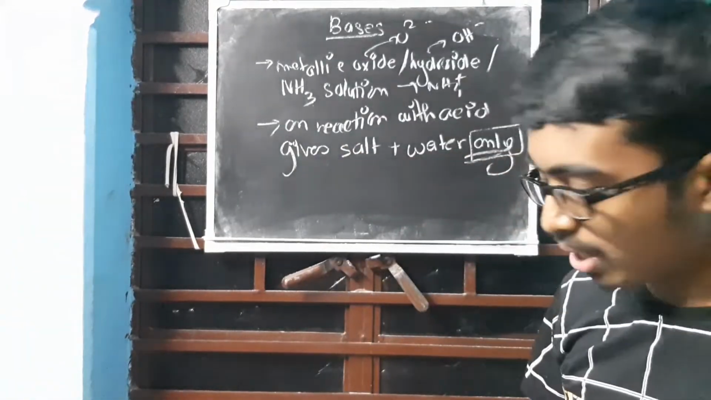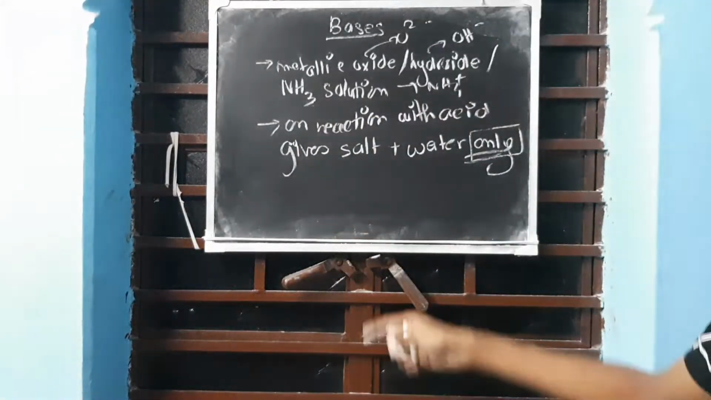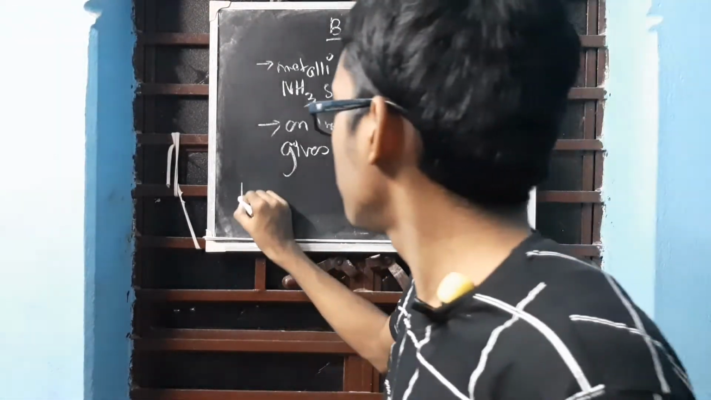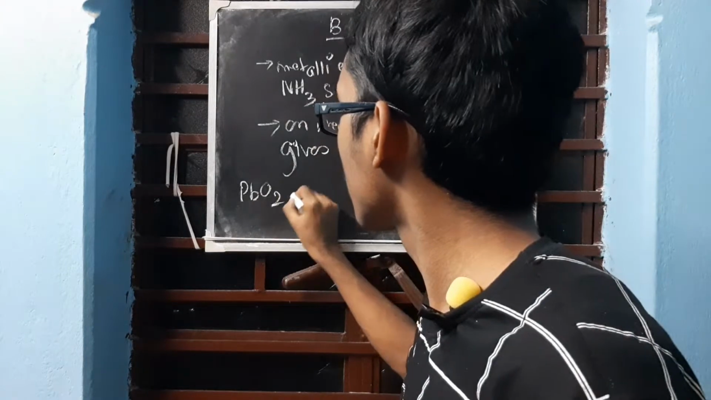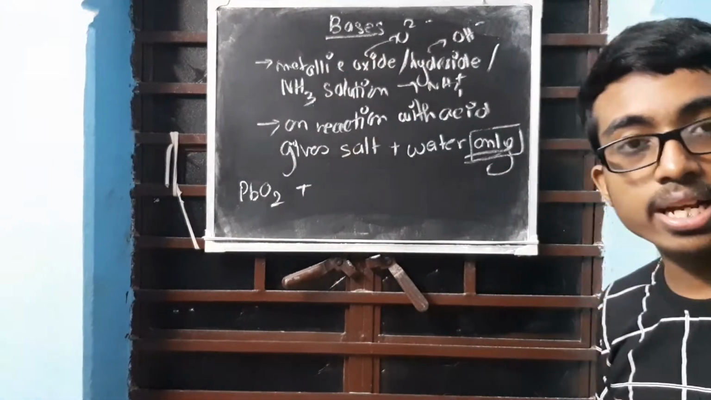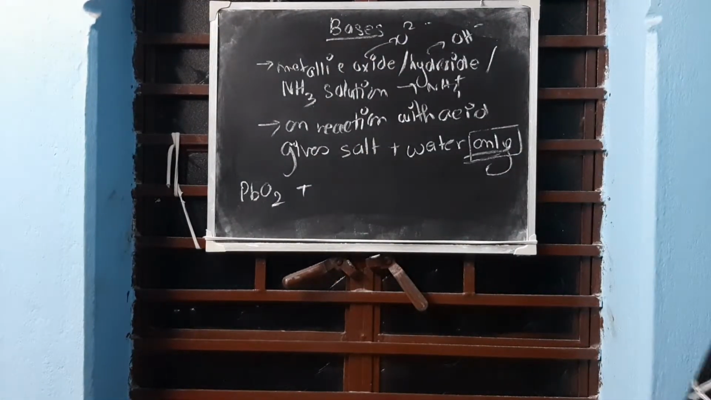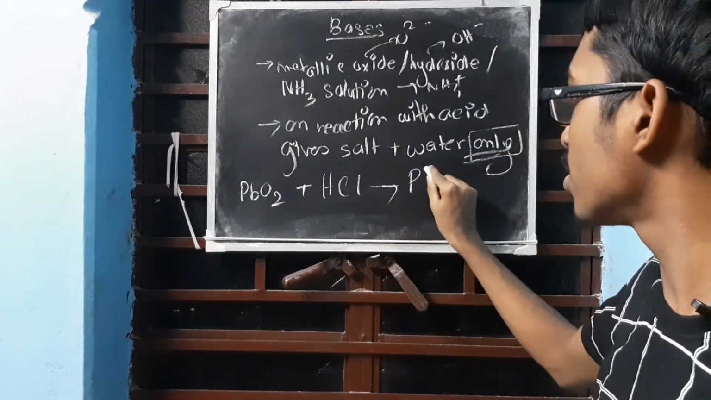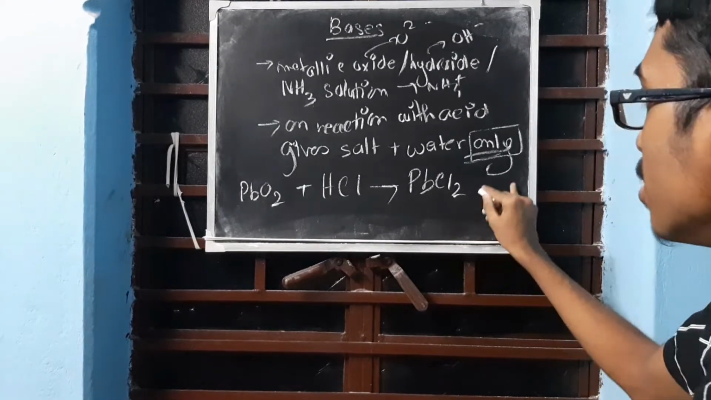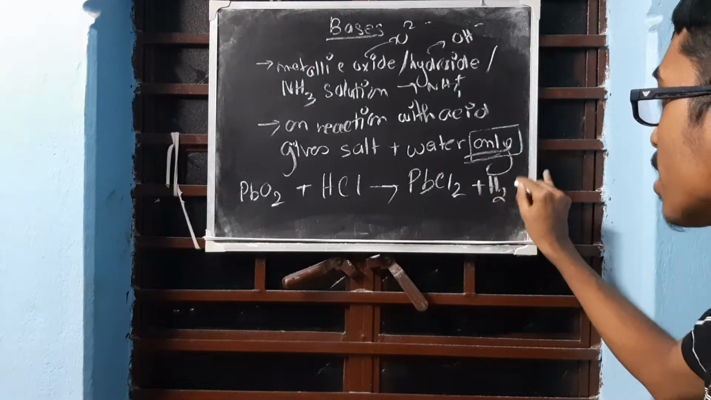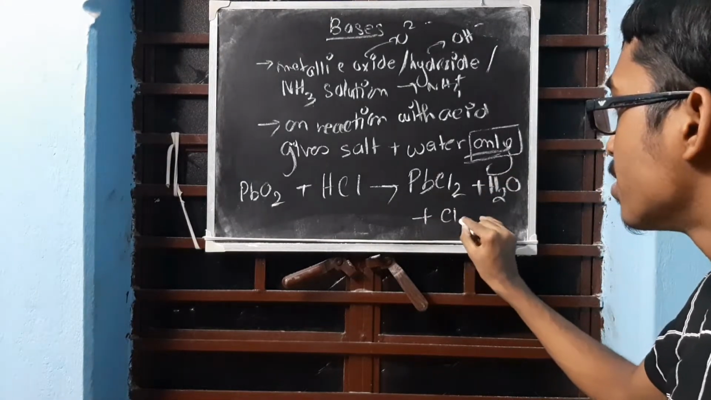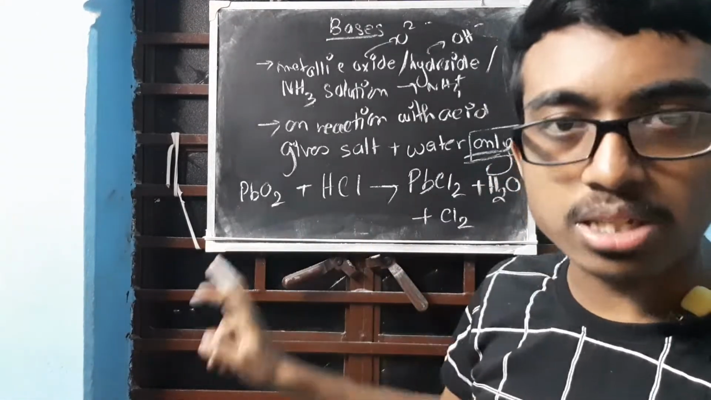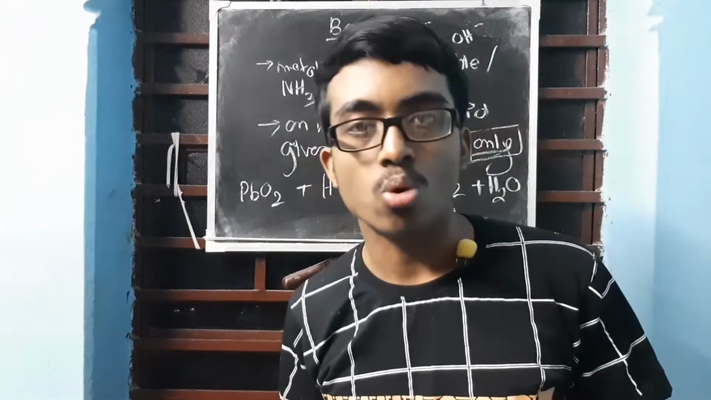Example. Check, this two-part definition is clear. Now a reaction I am giving: PbO2, lead 4 oxide, adding it with HCl solution. What will it produce? Very interesting. PbCl2, fine, accepted. What else? Water, fine, accepted. Another product is there: Cl2. Now my question is, is PbO2 a base? No.